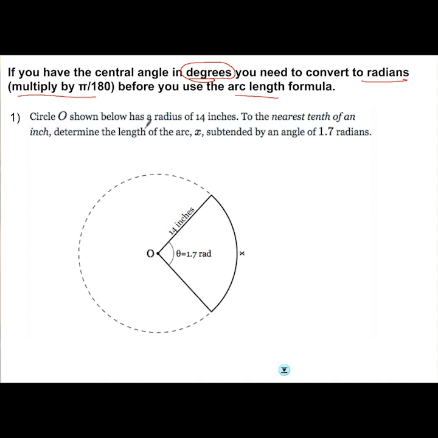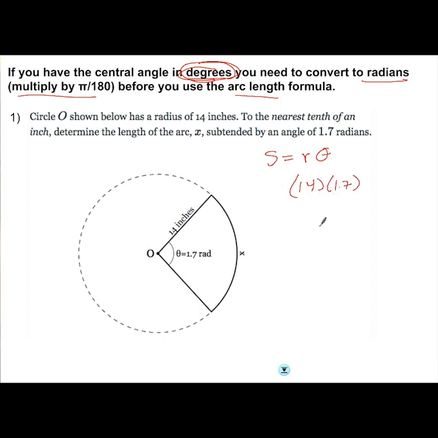So the circle shown below has a radius of 14 inches. To the nearest tenth of an inch, determine the length of arc X, subtended by an angle of 1.7 radians. So the length of this arc X, well, in this case, I don't actually need to convert here because they give us radians. So we'll use that in just a moment. But S equals radius times radians.